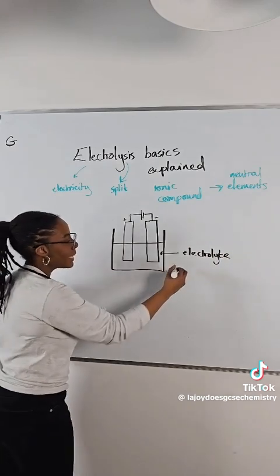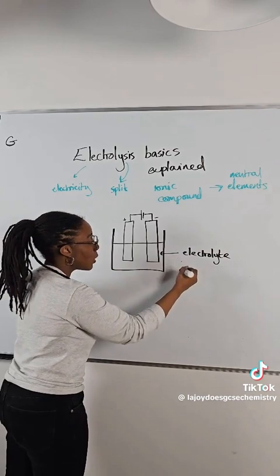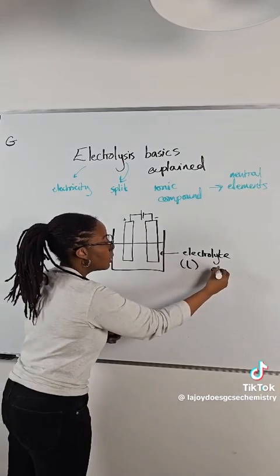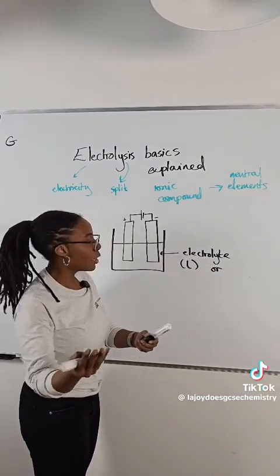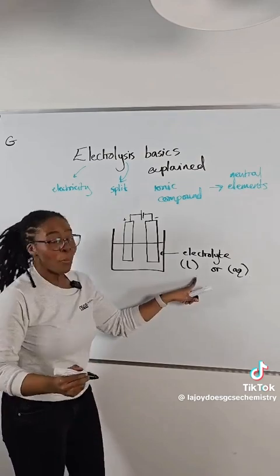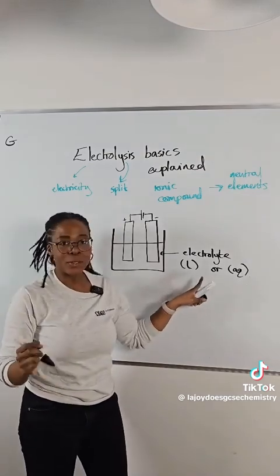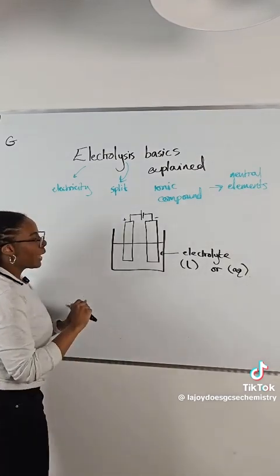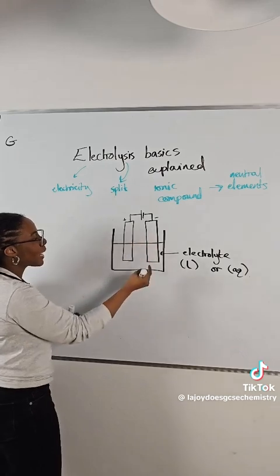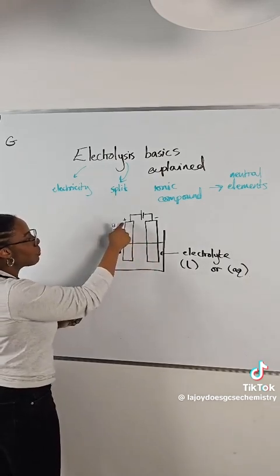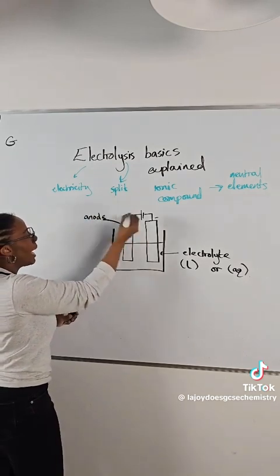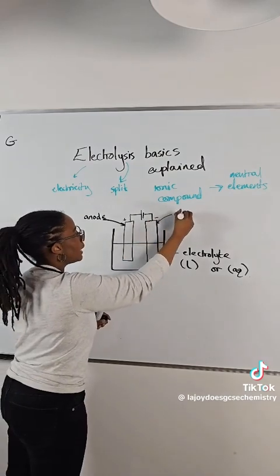And this electrolyte can either be a liquid ionic compound, so molten, or can be a solution of an ionic compound, so aqueous ionic compound. Depending on these two conditions, we can talk about later. But what we've got, as well as our electrolyte, we have these two electrodes. These electrodes, the positive one is called the anode, and the negative one is called the cathode.